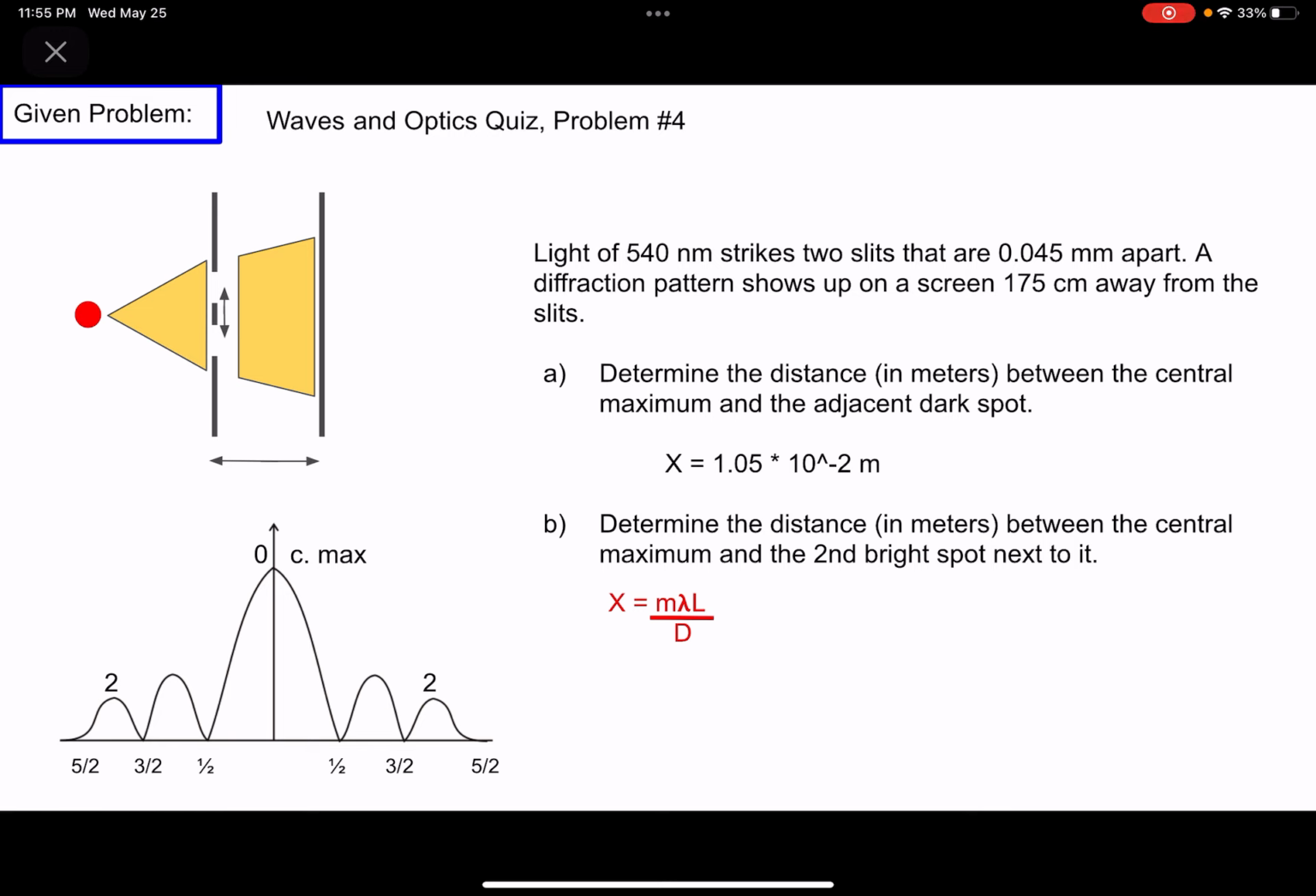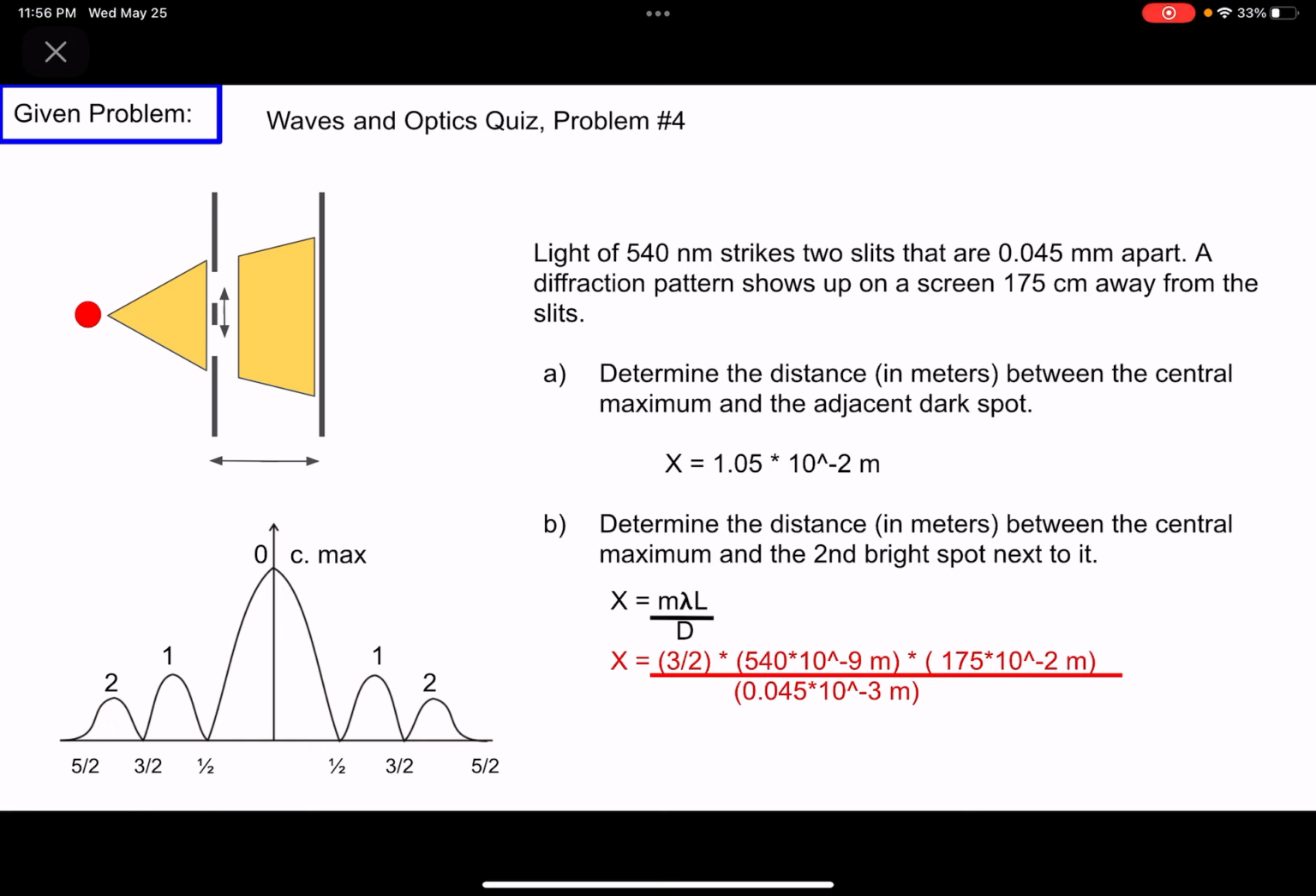Okay, for B, it's the same equation. Now instead of using 1/2, I got confused. I didn't read this very well. The second bright spot is basically going to be 2. I forgot to change that in these slides. Sorry about that. It's not 3/2. I got confused between the dark spot and the bright spot. It should be just 2.